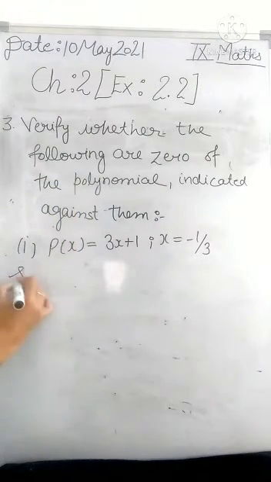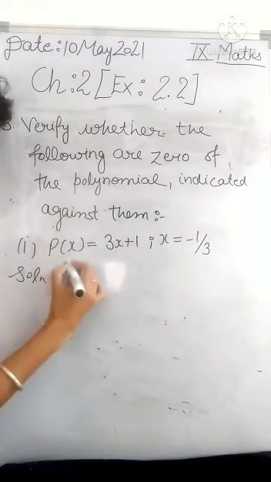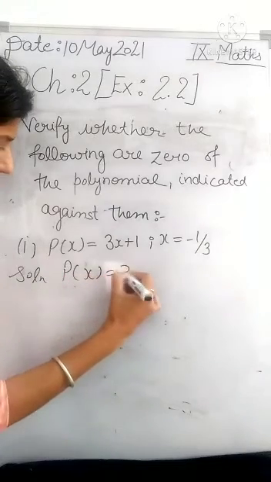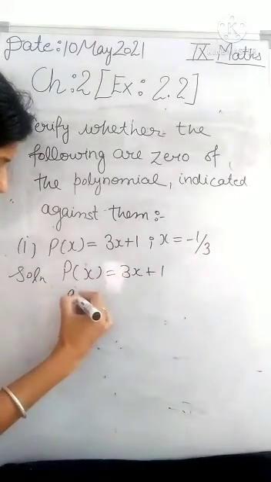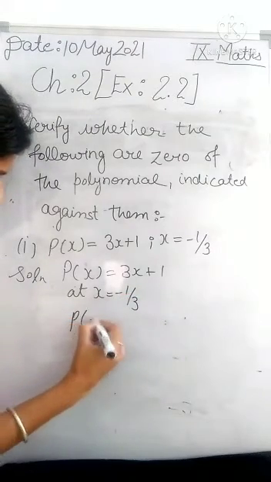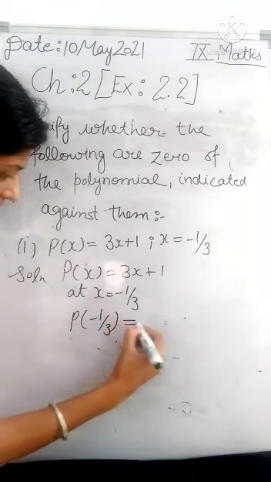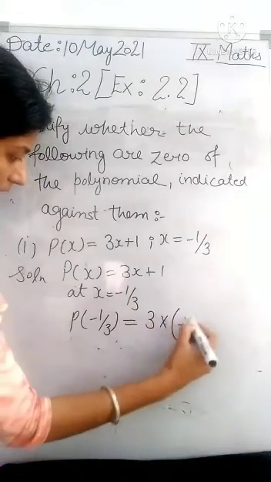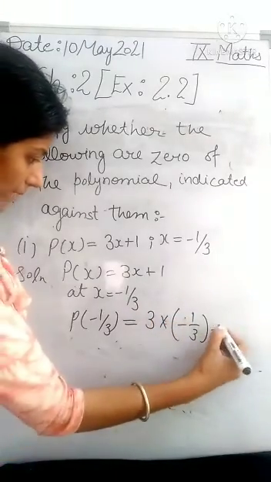So let us start here solution. Here p(x) is equals to 3x plus 1 at x is equals to minus 1 by 3. So p(-1/3) is equals to 3 multiply bracket minus 1 by 3 plus 1.